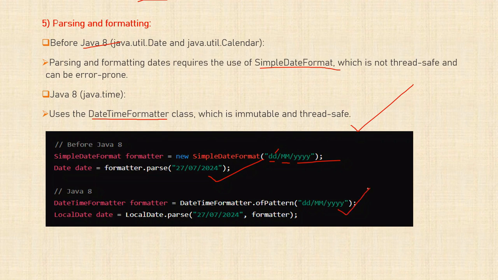And you can provide the pattern, and with LocalDate.parse, you can provide the date and the formatter, and we will get the instance of the date. Like this you can achieve parsing and formatting inside Java 8, which is thread safe and immutable.